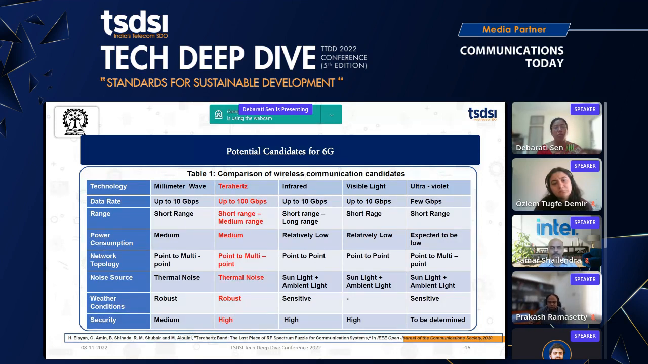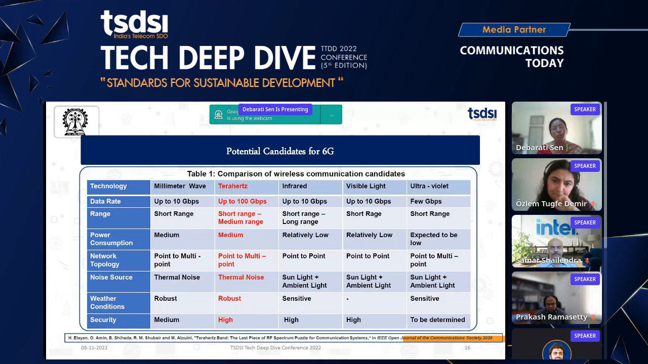Network topology will also support point-to-point and point-to-multipoint structures, which the upper millimeter wave and sub-terahertz zone is capable of supporting. Looking at the noise source, infrared, VLC and ultraviolet will come with interference from sunlight as well as ambient light, whereas the high millimeter wave zone and sub-terahertz will only be affected by thermal noise, which is easy to handle in system level design. On robustness against weather conditions, millimeter wave and terahertz are again favorable from the system design perspective, whereas infrared and higher are very sensitive.